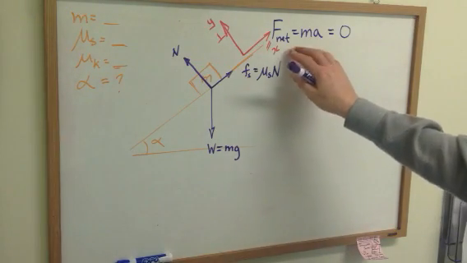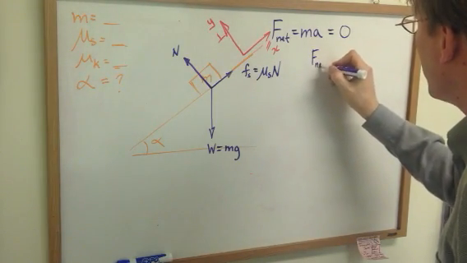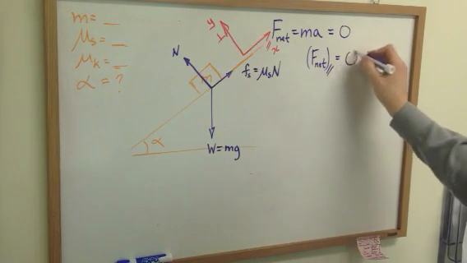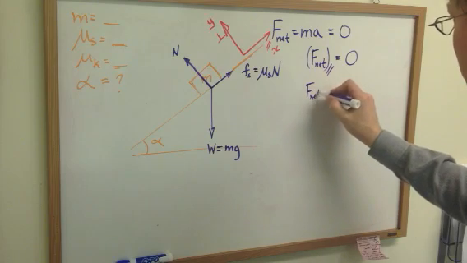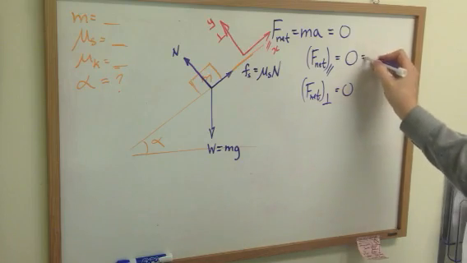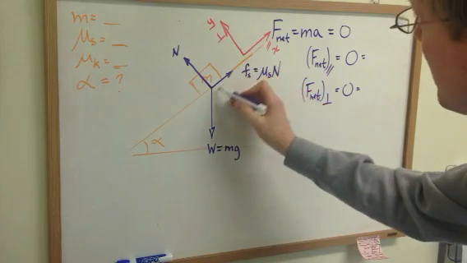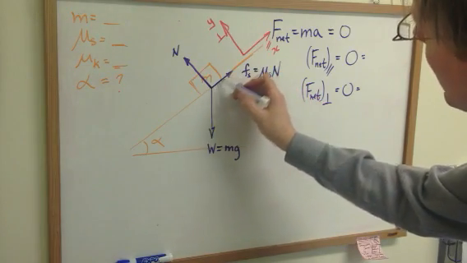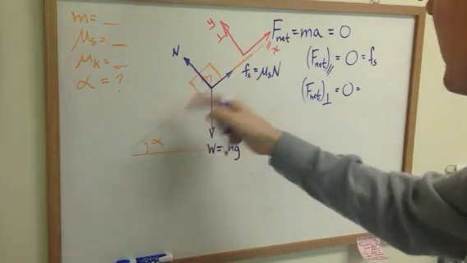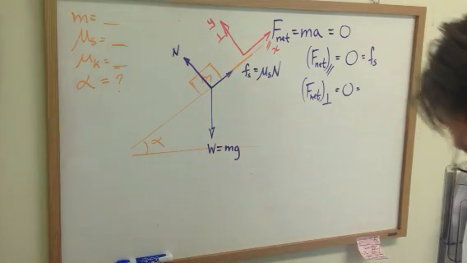So if it's not moving and the net force is 0, that must mean the net force parallel, or I could say x, is equal to 0, and the net force in the perpendicular direction, or the y direction, is equal to 0. And what's the net force? That's the addition of all of the forces. So in the parallel direction, I certainly have the friction force pulling it up. So what is pulling it down? Not N. What's pulling it down is the weight.